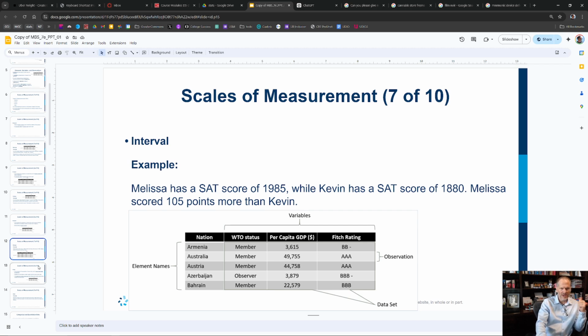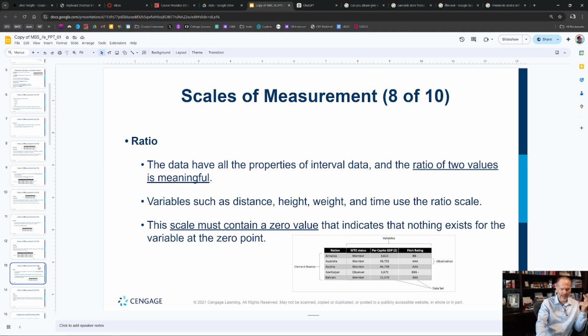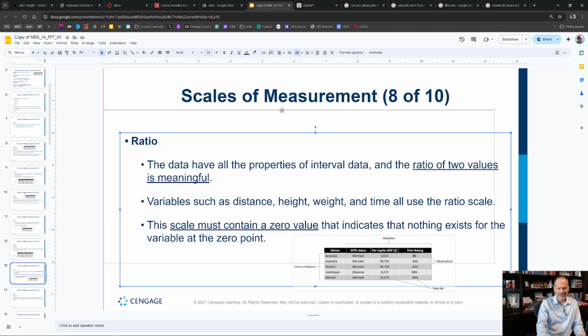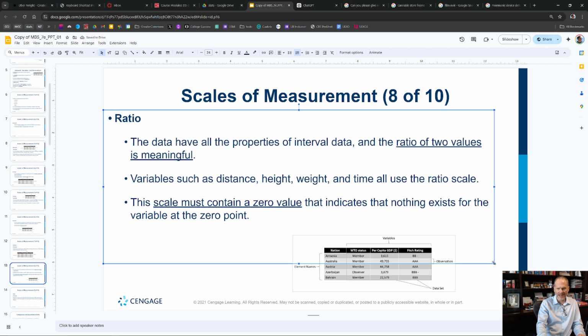All right, so that's nominal, ordinal, interval, and now we have ratio. With ratio, the data have all the properties of interval data, and the ratio of two values is meaningful. So variables such as distance, height, weight, and time use the ratio scale. This scale must contain a 0 value that indicates that nothing exists for the variable at the 0 point. So like height, right? It's got a 0 value, and there's nothing that has a height of 0.